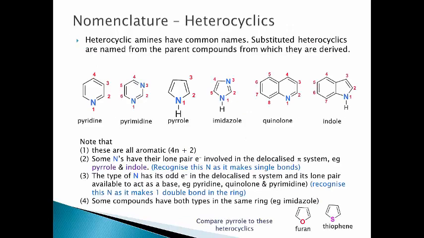So here we've got some common heterocyclic compounds. So we've got pyridine, pyrimidine, pyrrole, imidazole, quinoline, and indole. Okay, so quinoline is commonly used for tuberculosis drugs.